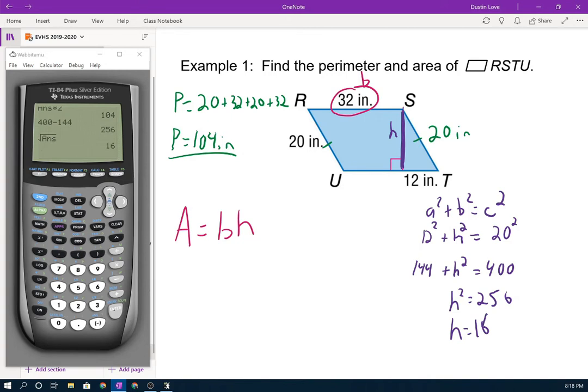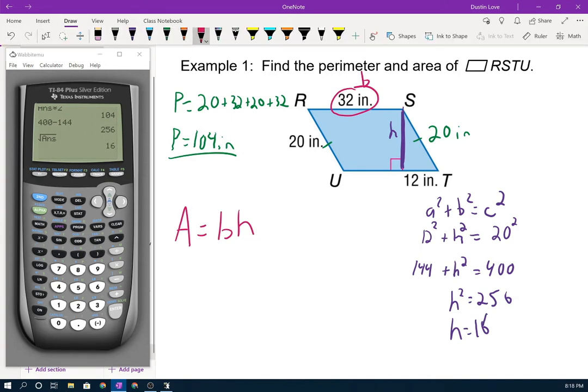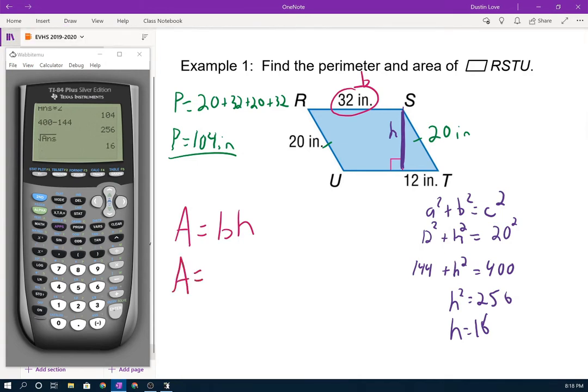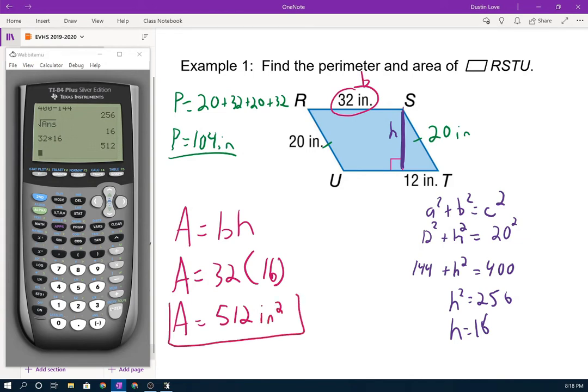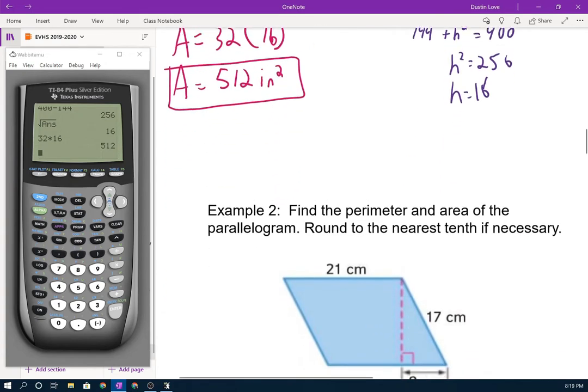So I'm going to take that and plug them both into the formula over here on the left in pink. Area equals the base, we already said was 32, times the height, we calculated as 16. So 32 times 16 is 512, and make sure you put your units on this. This is inches squared or square inches. Remember, perimeter is always just regular units, inches, and area is units squared, in this case, inches squared.